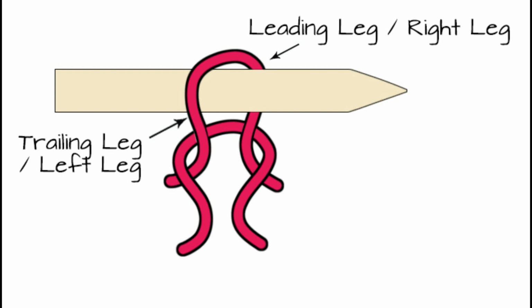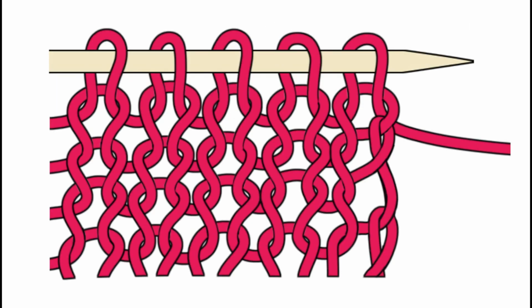And this is an important point because in Western knitting, which includes Continental and English style knitting, the leading leg or the right leg will always be at the front of the needle for knits and purls. So if you're a Continental or English style knitter, which is very likely, then your knit and purl stitches will be orientated on the needle like this, with the leading leg in front of the needle.